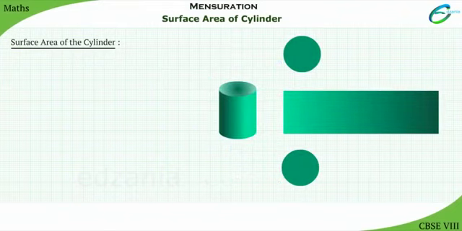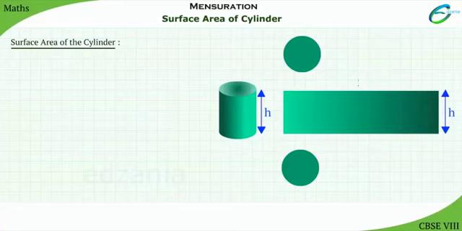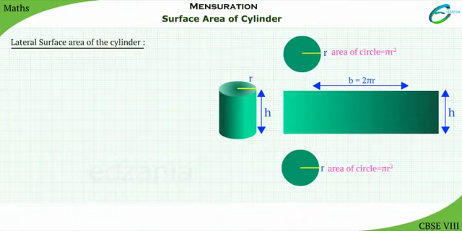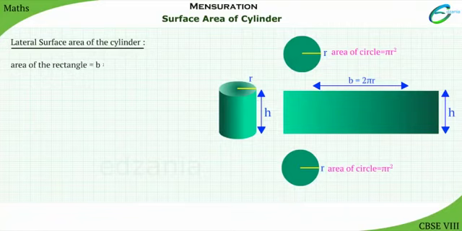Look at this cylinder. Its height is h units, and its diameter is equal to the diameter of the base. Let's consider the radius of the base as r units. We know that the area of a circle is pi times r squared. The area of the rectangle is base into height. Notice that the length of the rectangle formed here is the perimeter of the base, which is equal to 2 pi times r. Therefore, the area of the rectangle is 2 pi rh.